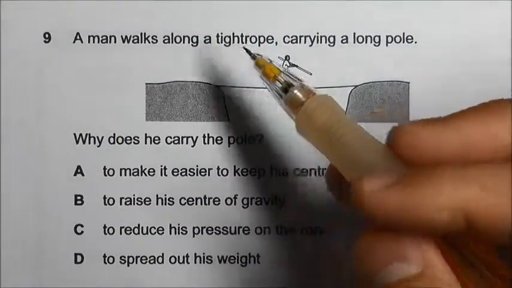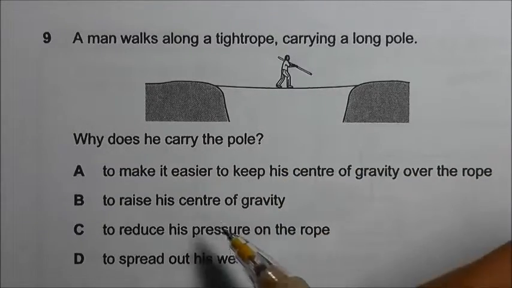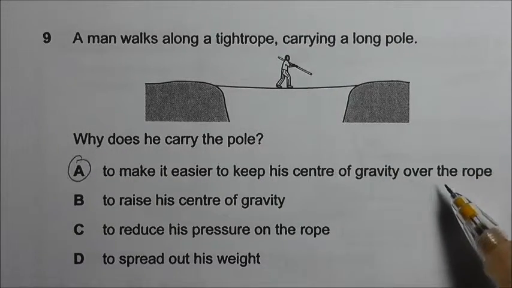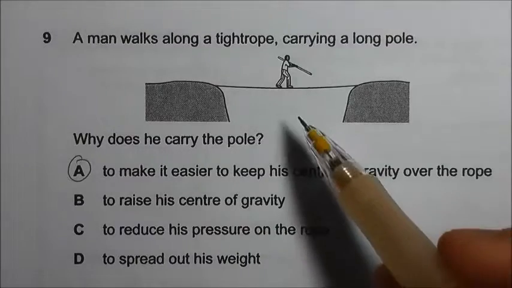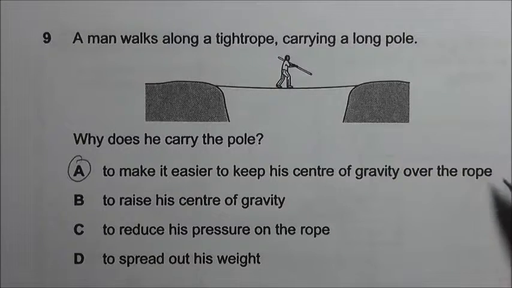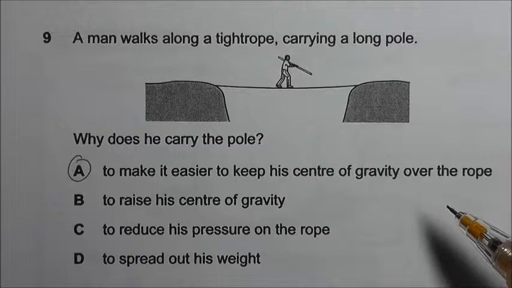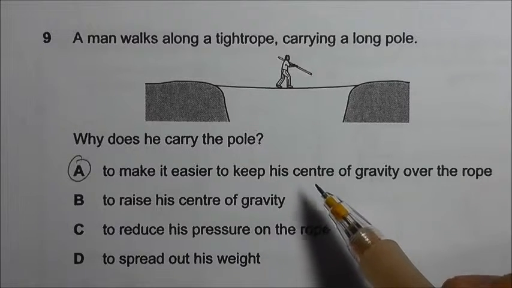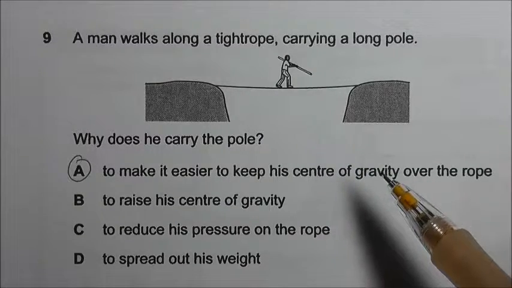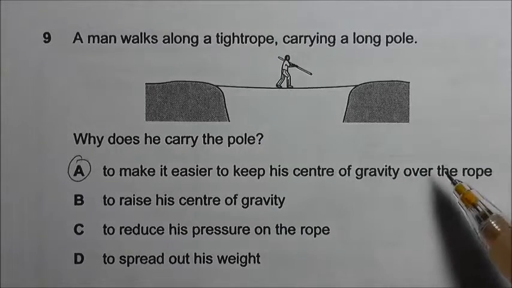We have a man walking on a tightrope carrying a long pole. So the question here is, why does he carry the pole? Okay, the answer is A. It's to make it easy for him to keep his center of gravity above the rope. In order for the man to balance himself, his weight must cut through the rope directly, such that it does not generate any resultant moment to topple him. So carrying the pole allows him to adjust his center of gravity by shifting the pole left and right, such that his center of gravity is always directly over the rope.